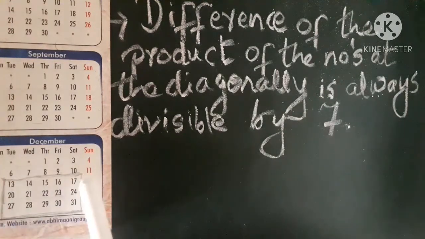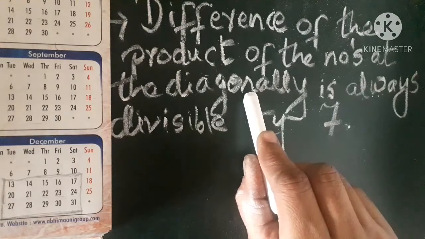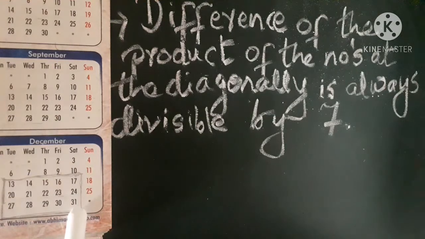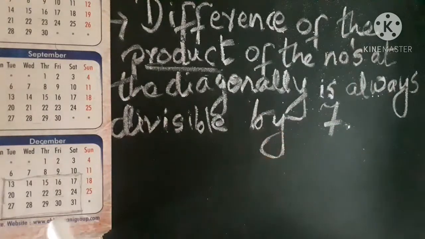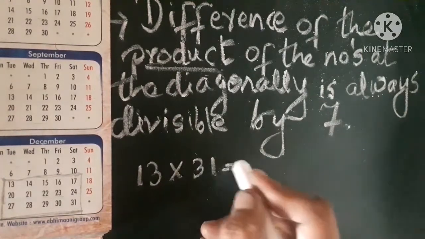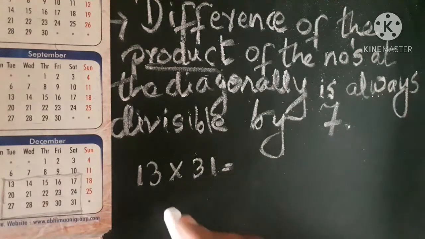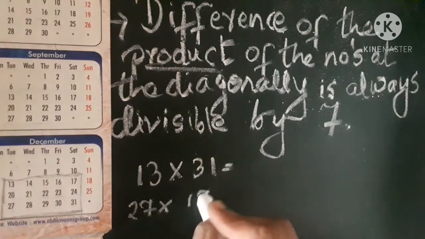Here you have chosen a rectangle, and we are going to find out the difference of the product of the numbers at the diagonals. Okay, it means which are the numbers at the diagonals, 13 and 31, and you have to find out the product. So the product of the numbers at the diagonals, that is here you will do 13 into 31, and also you have to find out the product of the numbers at the other diagonal, that is 27 into 17.